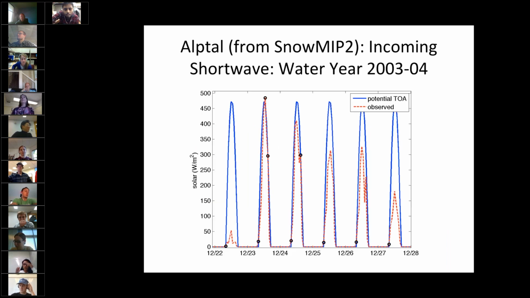All right. So here's another shortwave sensor. This is from Alptal, which is the Swiss station that's part of the SNOMIP2 Snow Modeling Intercomparison project. And this is incoming shortwave for water year 2003 to 2004. Again, I've plotted the observed in a red dashed line and the potential top of the atmosphere solar radiation in the blue. What do you see happening here?